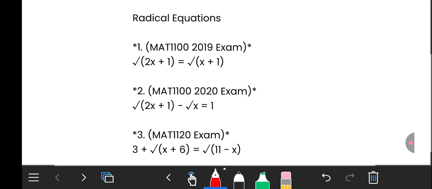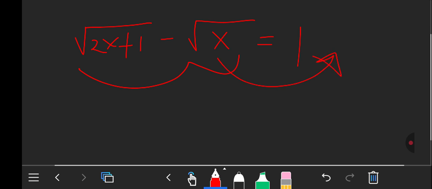Now let's look at the second question, which was asked in Math 1120, that is the 2020 exam. It was the square root of 2x plus 1 minus the square root of x is equal to 1. In this case we can't solve yet because these two radical functions are on the same side. So you need to take one to the other side so that you can square and get rid of the square root.